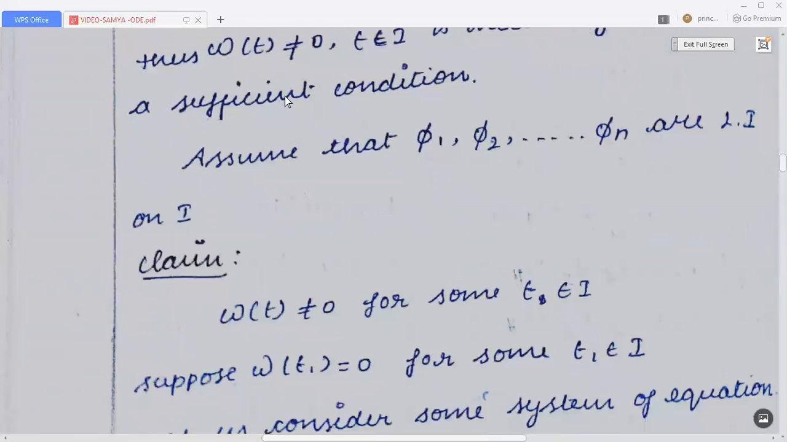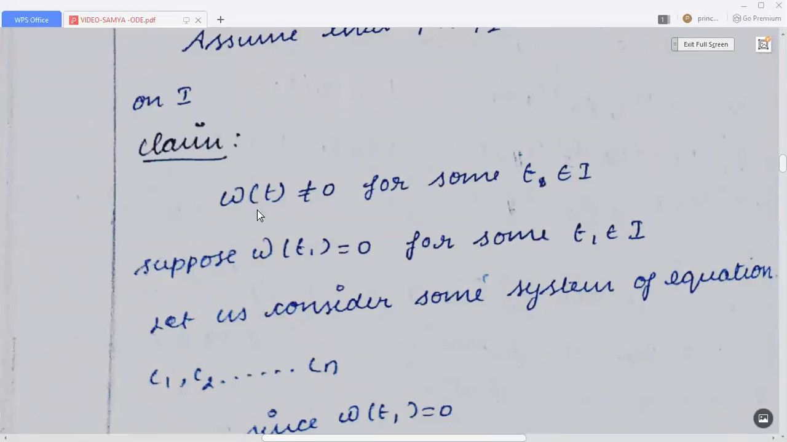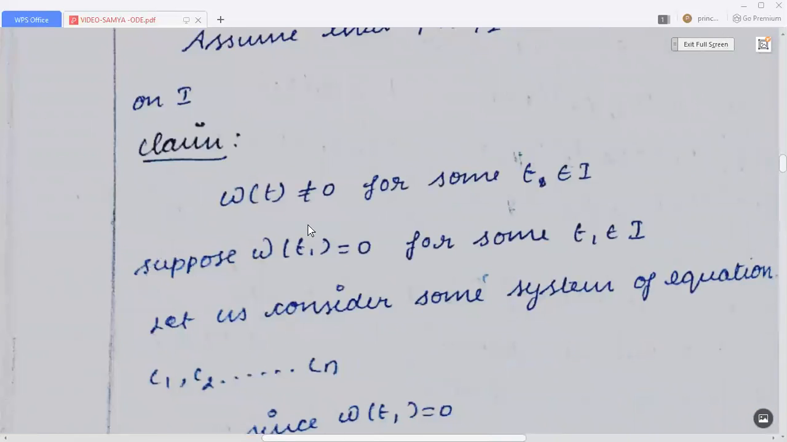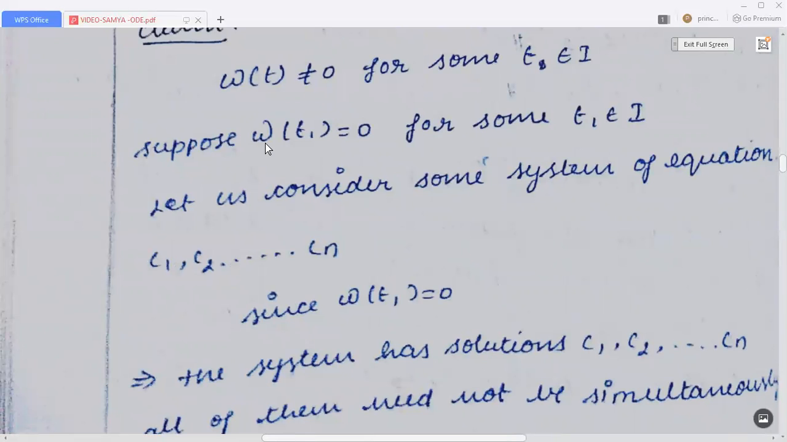Right. Then the second part: assume that phi 1, phi 2, phi 3, phi n are linearly independent solutions on the interval I. Claim: the Wronskian of t is not equal to 0 for some t1 belonging to I. Suppose the Wronskian of t1 is equal to 0 for some t1 belonging to I. Then we will arrive at a contradiction. Now we are going to see that contradiction.